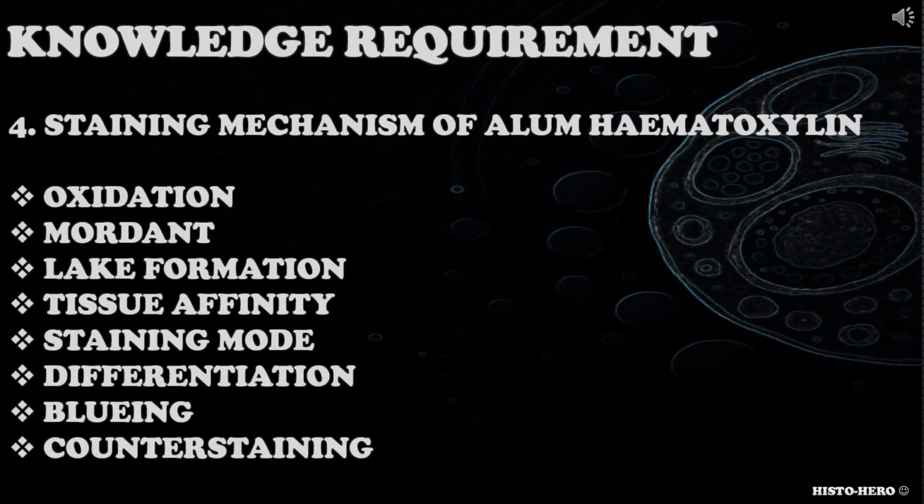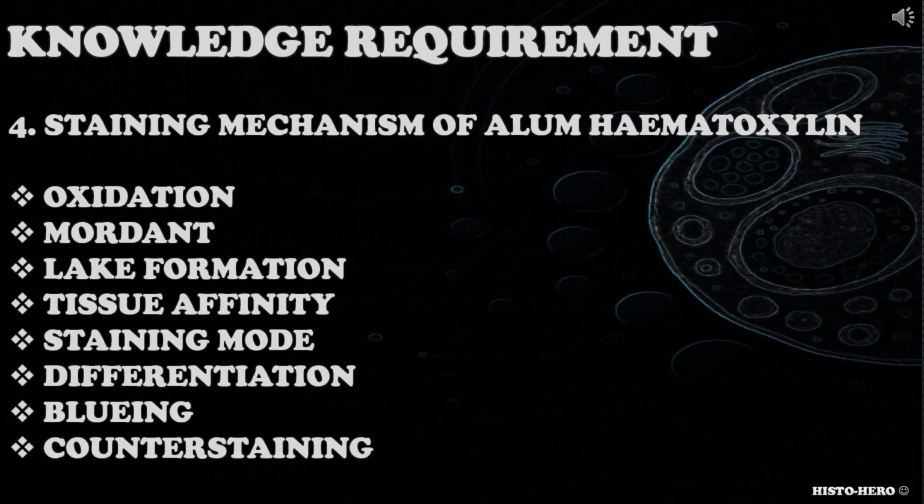The fourth knowledge requirement is staining mechanism of alum haematoxylin. Candidate needs to have the knowledge and understanding about the staining mechanism of alum haematoxylin. You could ask the candidate to explain the staining mechanism of alum haematoxylin, to explain mordant, lake formation or tissue affinity, to state the role of differentiation and bluing during staining.